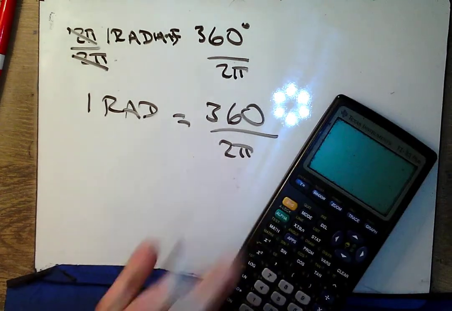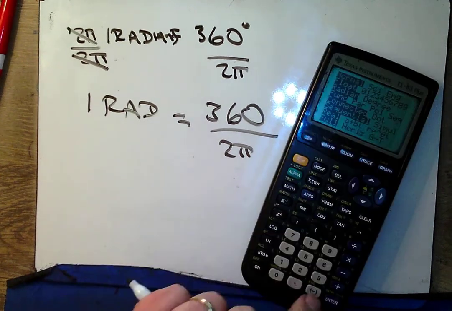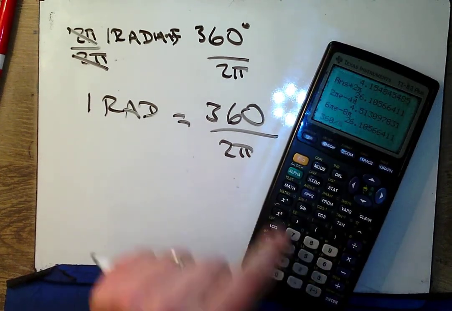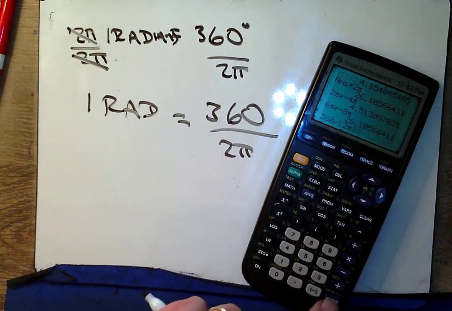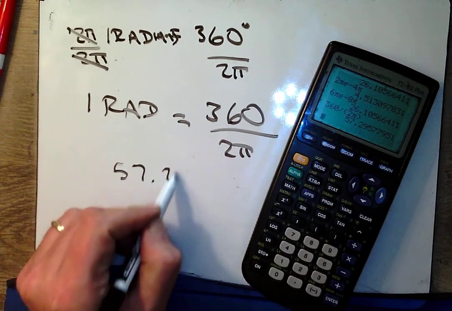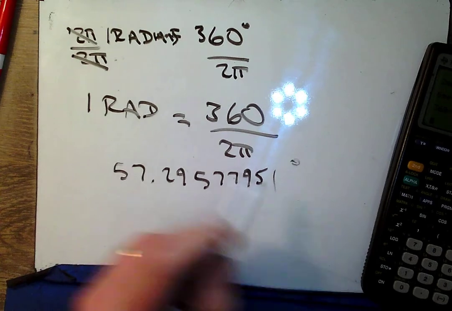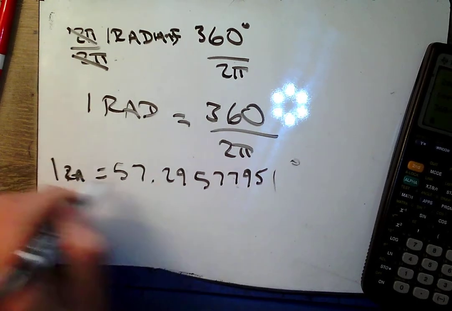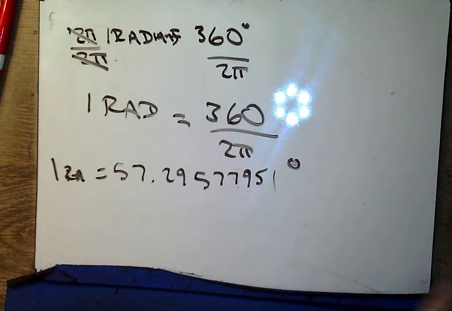Well, I just happen to have a calculator here, and my calculator says that if I do 360 divided by 2 pi, I end up with 57.2957795 degrees. That's what 1 radian is. Now, I bring that up for a number of reasons. One is so we can understand this visually, like what's going on here visually.